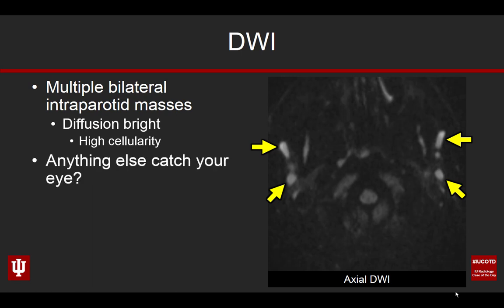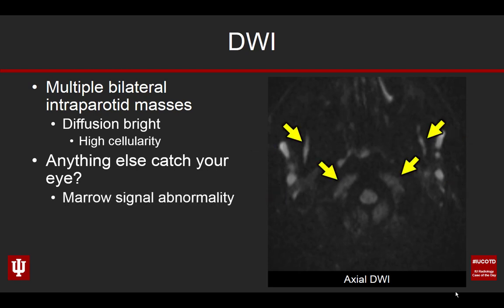So in addition to those parotid masses, what else do you see? Look carefully. Anything else catch your eye? Again, this is an elderly patient. Look at the marrow signal intensity. The top 2 arrows are pointing at the mandible. The bottom 2 arrows are pointing at the occipital condyles. It's bright on the diffusion sequence.